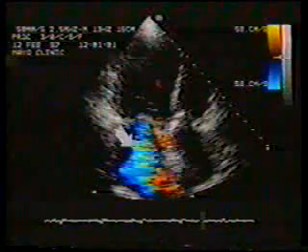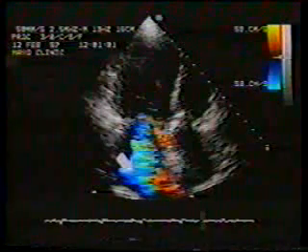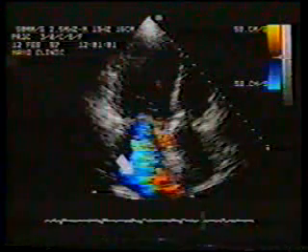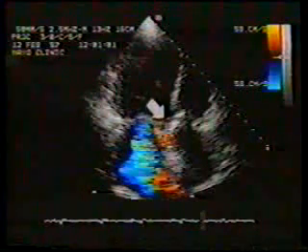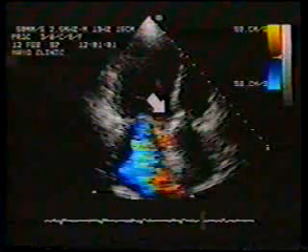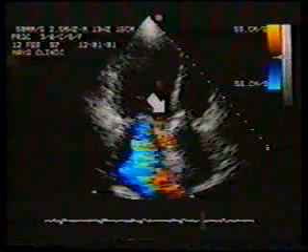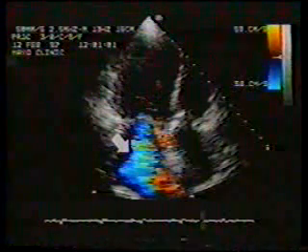Note the jet of severe mitral regurgitation, which is color encoded as blue and fills the left atrium. In real time, you will also note a small diastolic jet in the left ventricular outflow tract. This represents mild aortic regurgitation. Focus your attention at this time on the severe degree of mitral regurgitation.